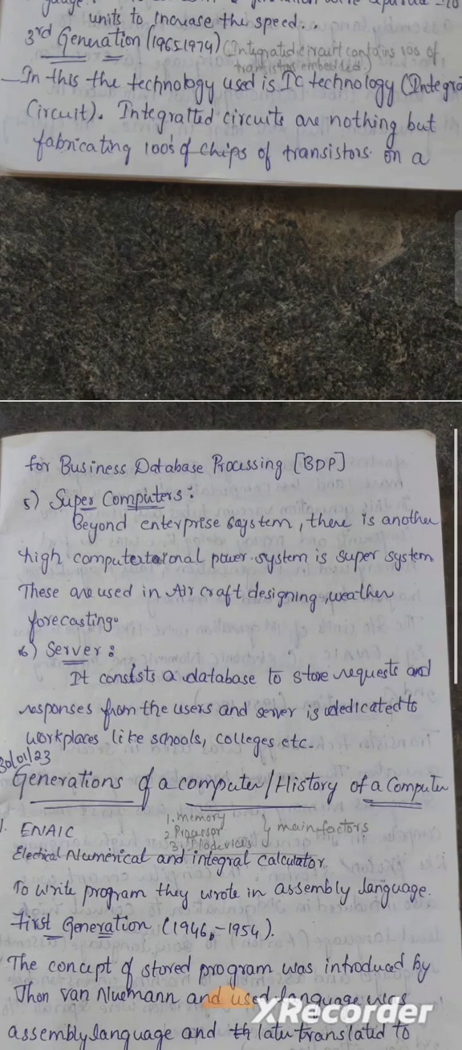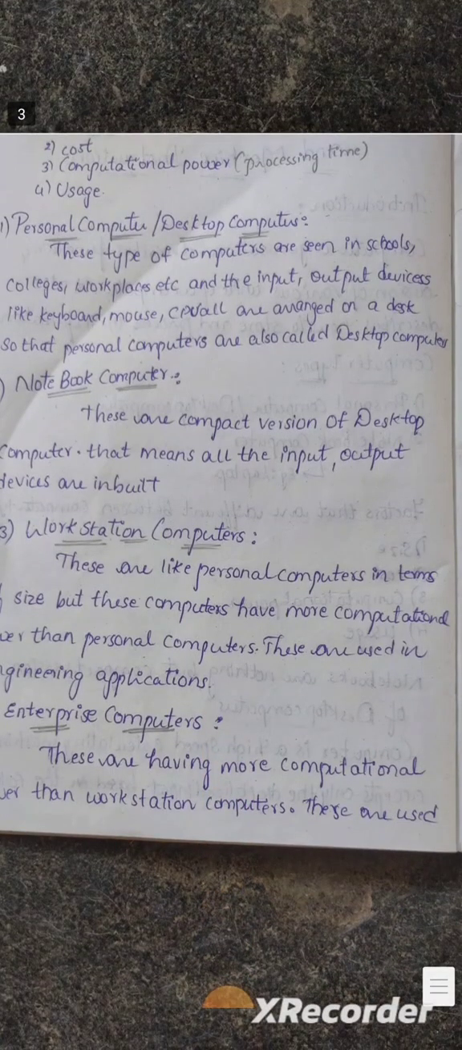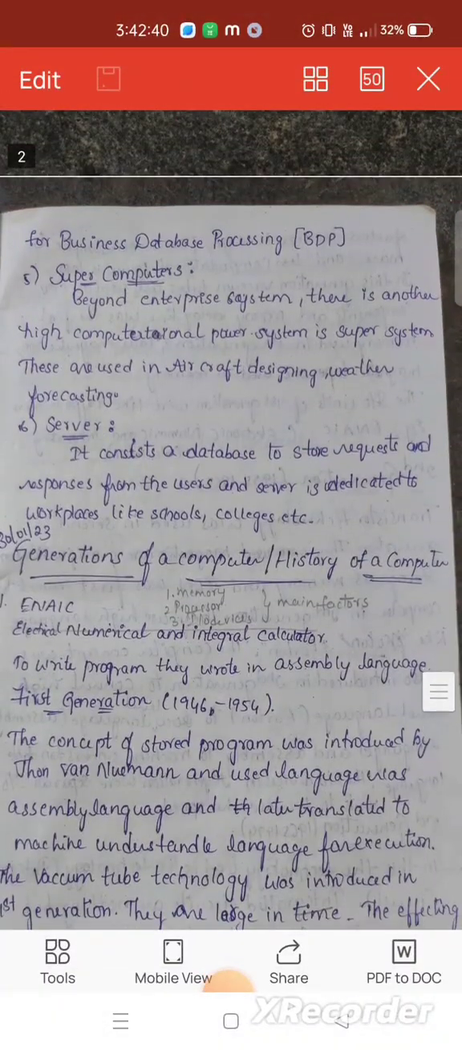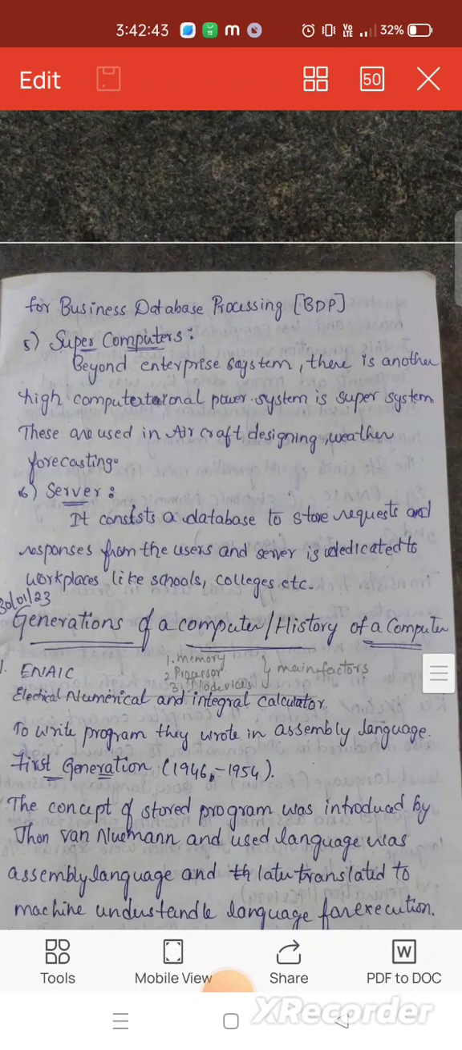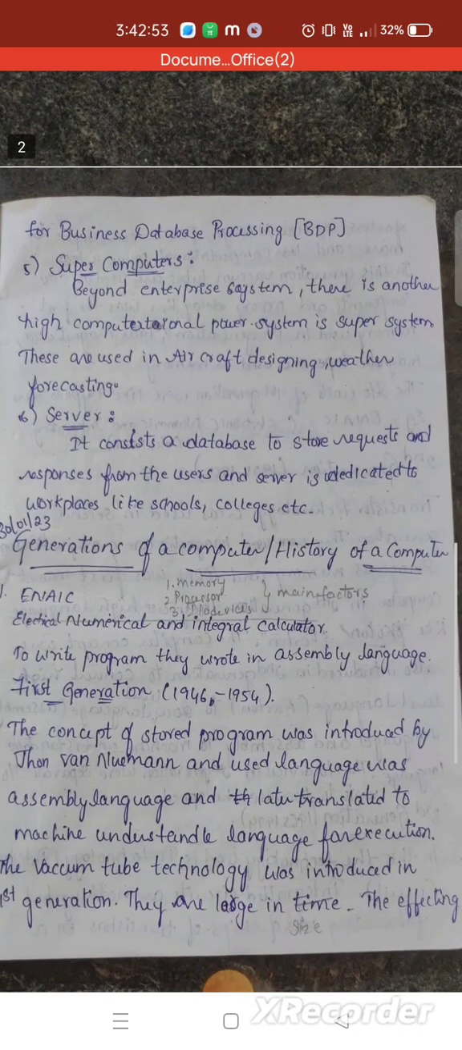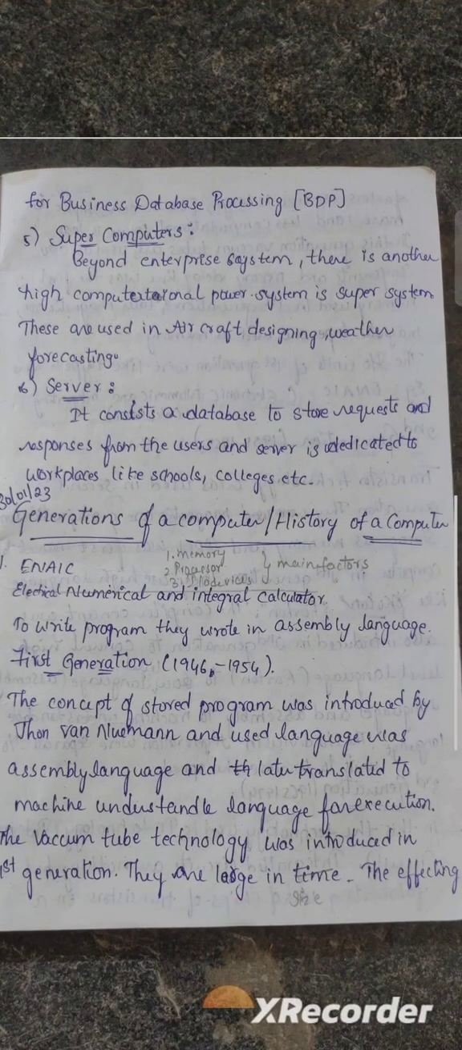First one is the personal computer, second is notebook computers, third is enterprise computers, and we have workstation computers, supercomputers and servers. These are the types of computers we have, and now we will learn about the generations of computers. And the first generation. In the first generation, what computers we used, what the CPU, computational power, and RAM were, everything will be discussed.